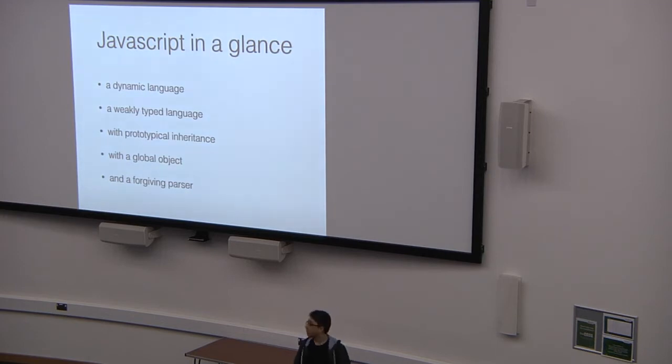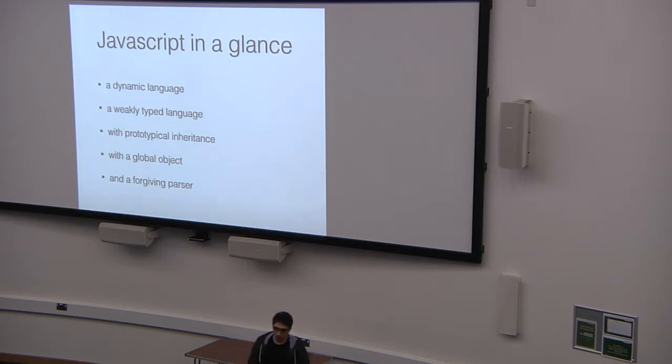So it's a dynamic language. It's a language which is weakly typed. It's a language with a sort of unusual inheritance model based on prototypes. It's a language with an implicit global object that also poses problems, and the parser is pretty forgiving.